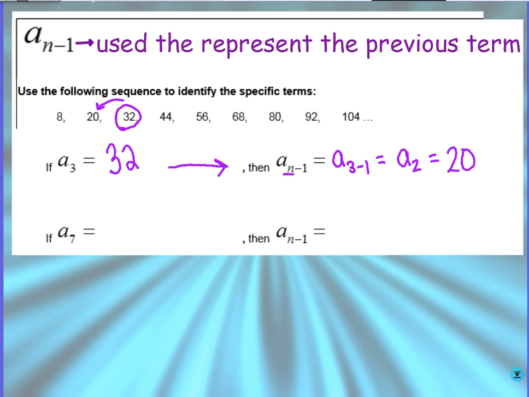Let's try this with another one. a sub 7, or the 7th term. So 4, 5, 6, 7. Well, the 7th term is 80. If we know that this stands for the previous term, then we know the previous term is 68. But let's keep writing this out. So in this example, 7 took the place of n. So a sub 7 minus 1. 7 minus 1 can become a sub 6. Well, a sub 6 is the 6th term, and in this case, it's 68. So now we're going to use these notations to take a look at a certain formula.